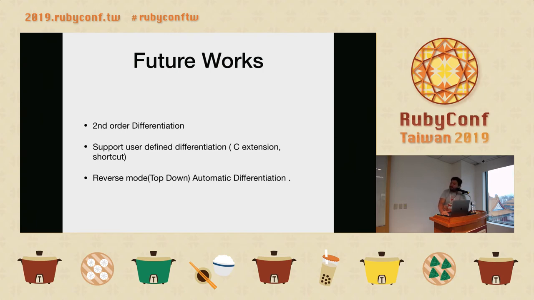I also want to support user-defined differentiation, because some functions not defined in the Ruby standard library may be defined in a C extension. If we want to support them, we need a way to define custom differentiation. Another useful case is speed up, because if we already know a very complex function's differentiation, we can just jump to the result. Another one is reverse mode automatic differentiation, which is not covered here but is pretty useful for machine learning. I might try to implement it.